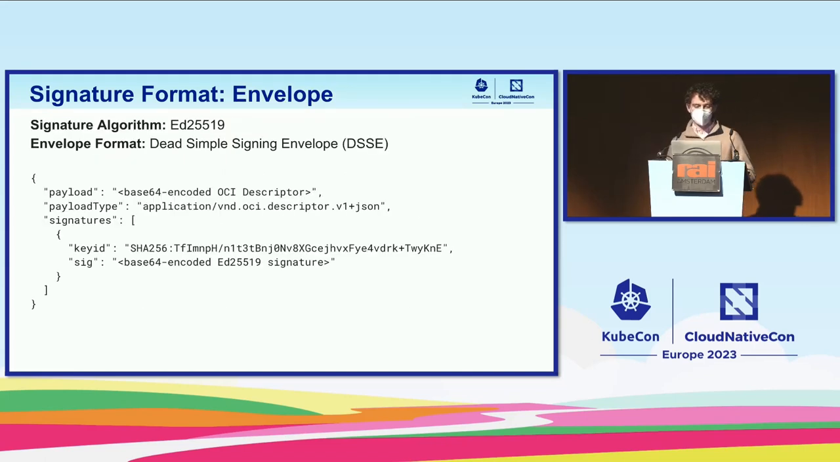So that payload is signed using the ED25519 algorithm in HashiCorp Vault. And that signature is wrapped up in a signing envelope using the Dead Simple Signing Envelope spec. This is a spec that was developed for the TUF and in-toto projects, also CNCF projects. And what the specification gets us is a data structure that combines the payload with a number of signatures, as well as a standard spec and ready-to-go libraries for building these envelopes and verifying them.